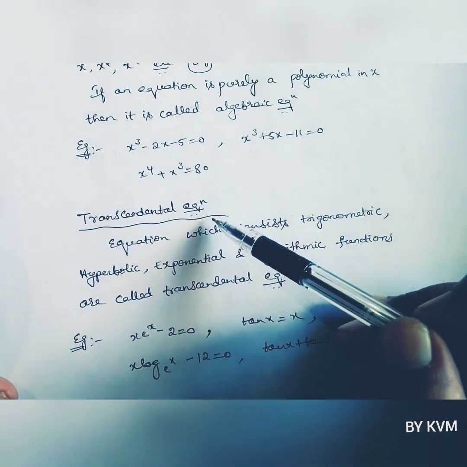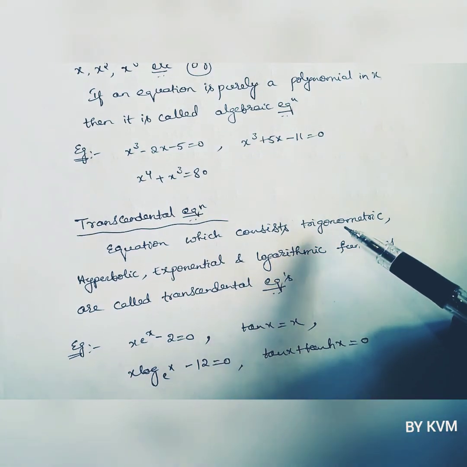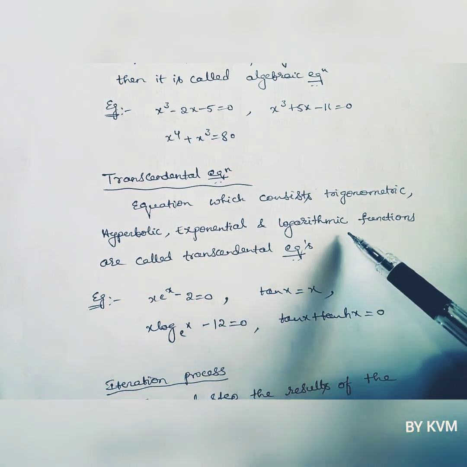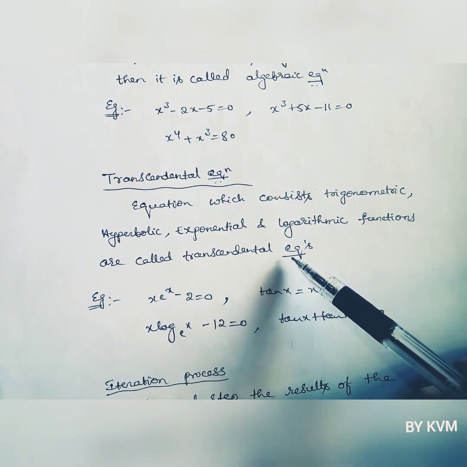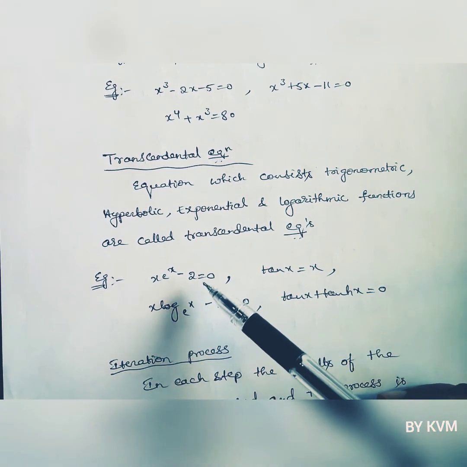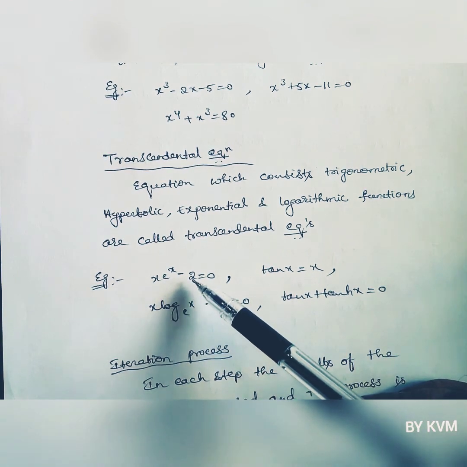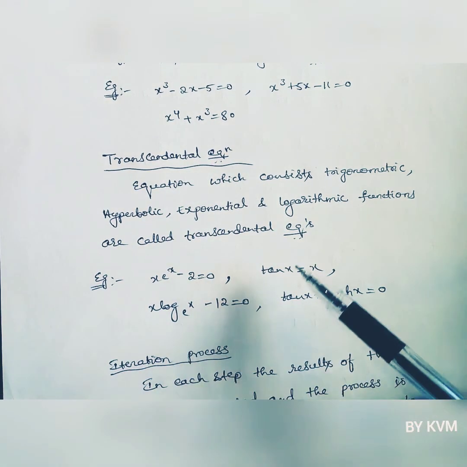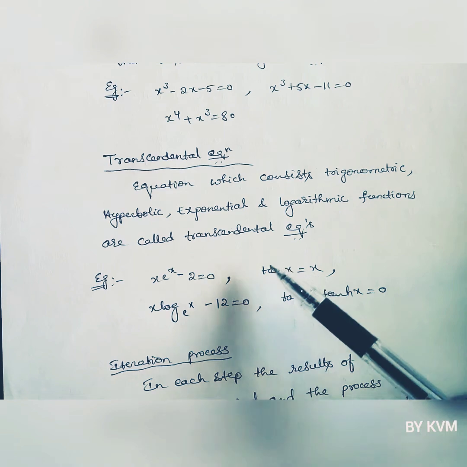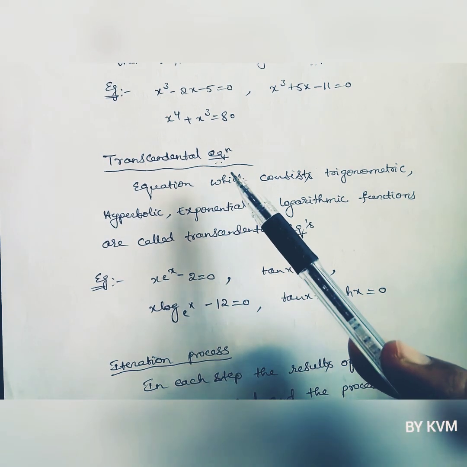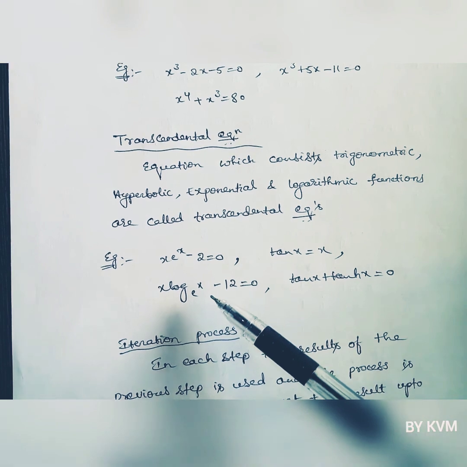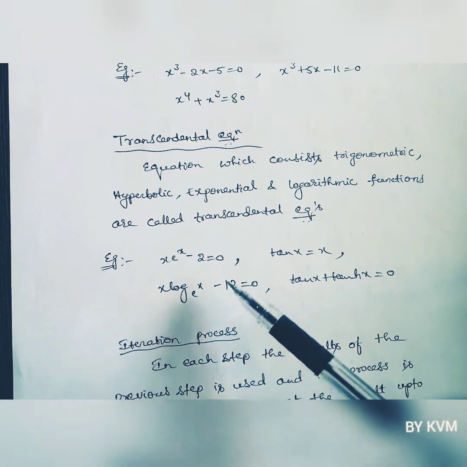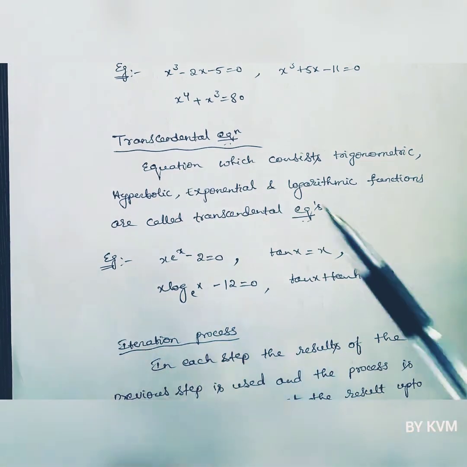Then transcendental equation. An equation which consists of trigonometric, hyperbolic, exponential and logarithmic functions is called a transcendental equation. If you see the first example, x into e power x minus 2 equals 0, it contains an exponential function, so it is a transcendental equation. The second example, tan x equals x, contains a trigonometric function, so it is also an example of a transcendental equation. In the third example we have x into log x to the base e minus 12 equals 0. It contains a logarithmic function, so it is a transcendental equation.